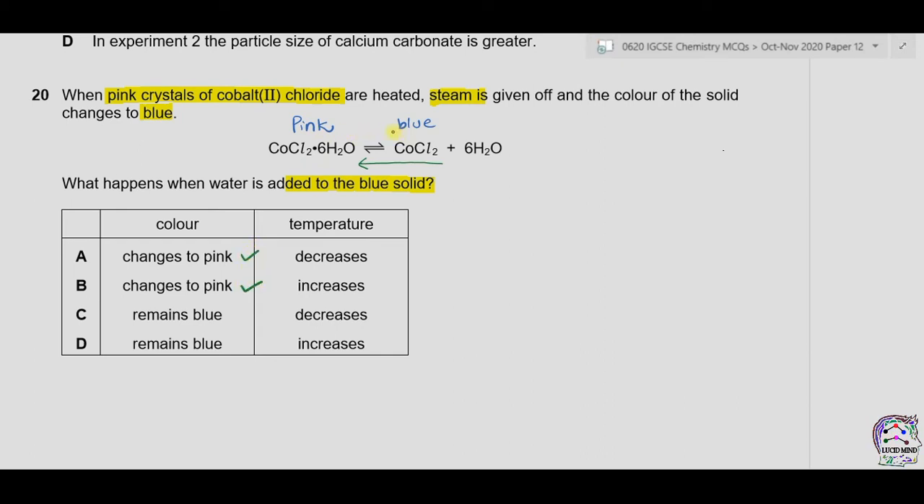Now forward reaction is endothermic as pink crystals are heated. So therefore the reverse reaction will be exothermic in nature, and in exothermic reactions temperature increases. The correct option is therefore B.